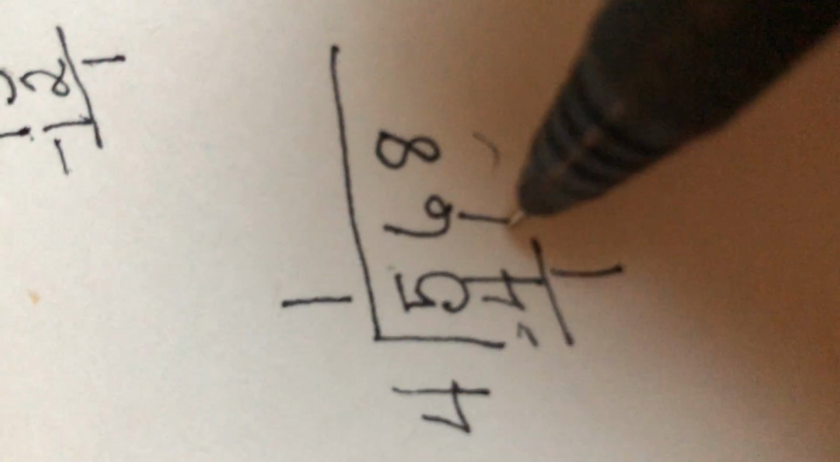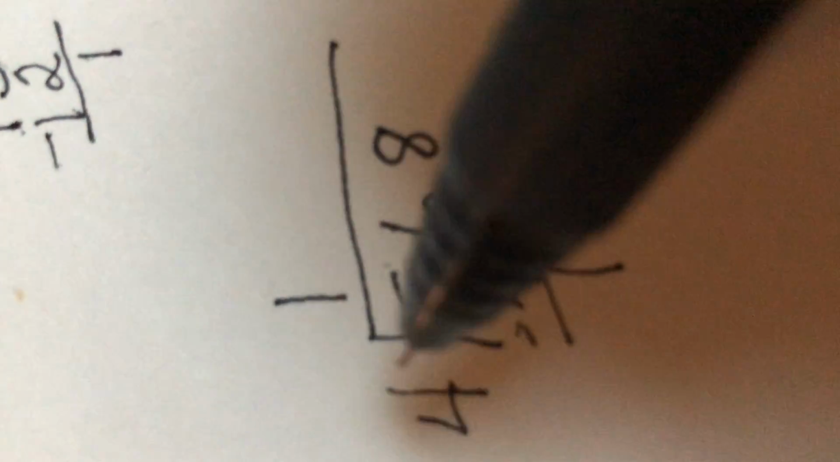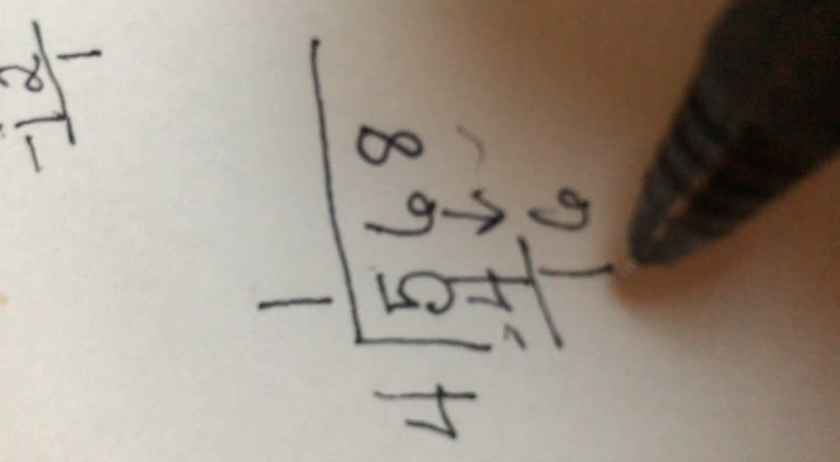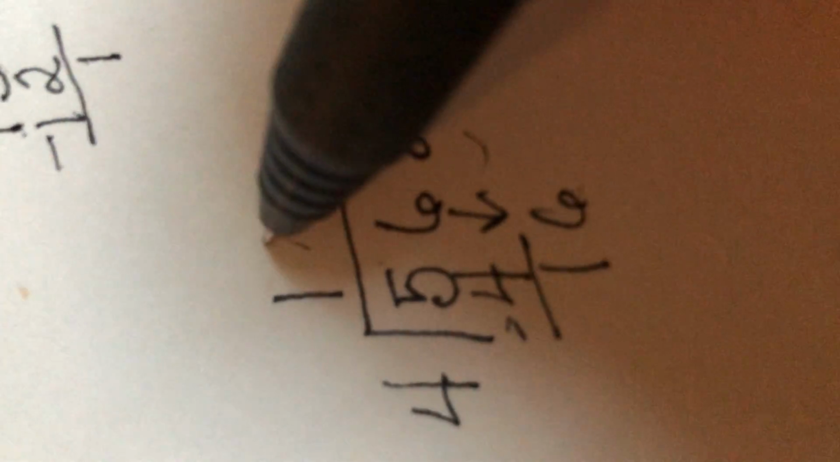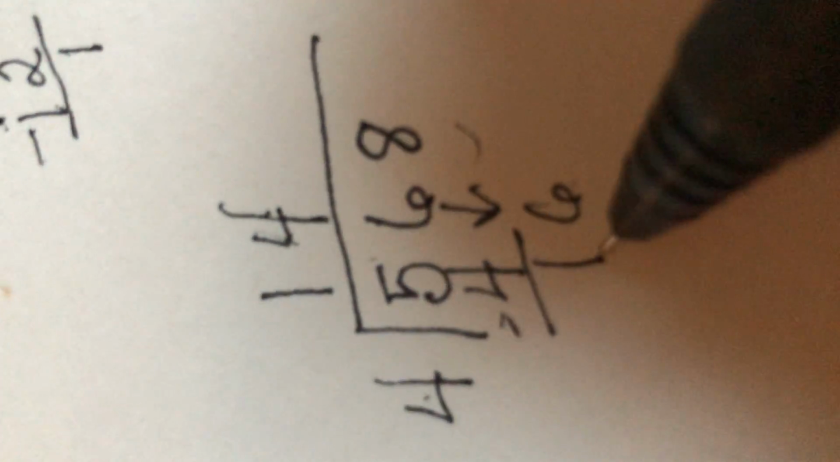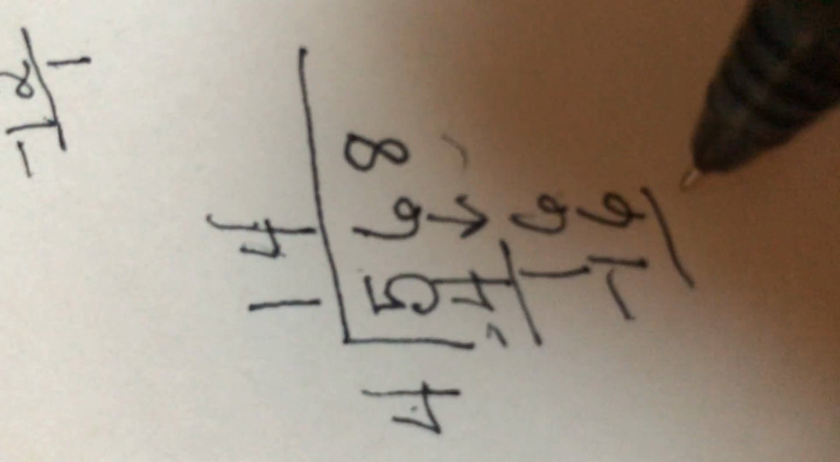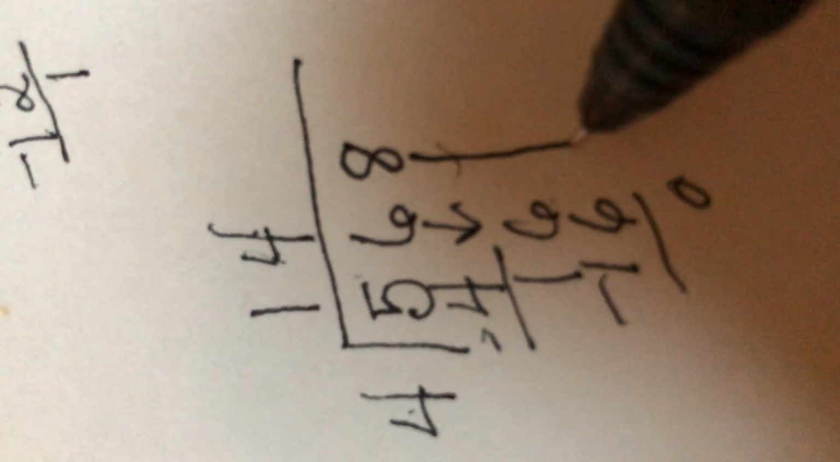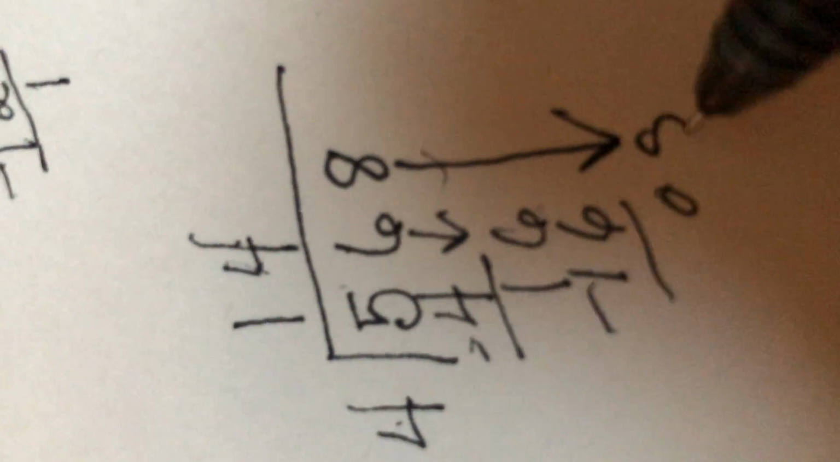All right, bring down the next number. 4 times something equals 16. Oh, yeah, I know that one. 4 times 4. So 4 times 4 gives me 16. And if I subtract, there's no leftovers on that one. Bring down the next number that we haven't used yet.